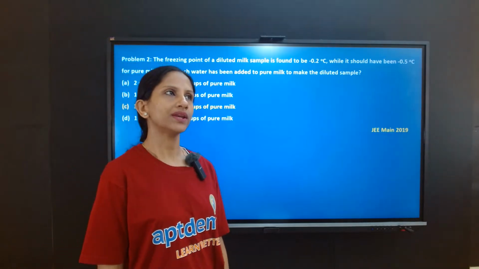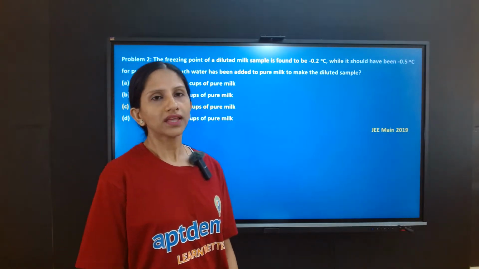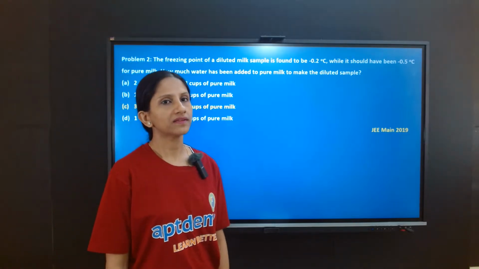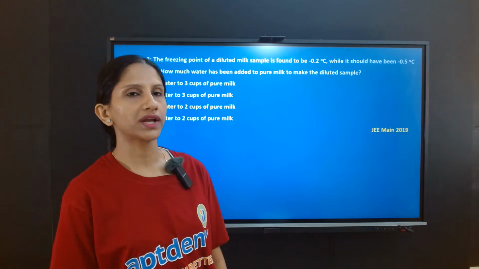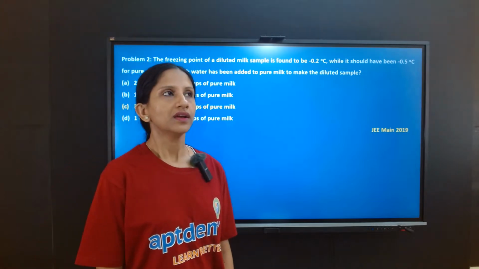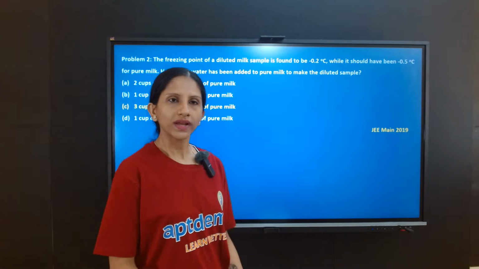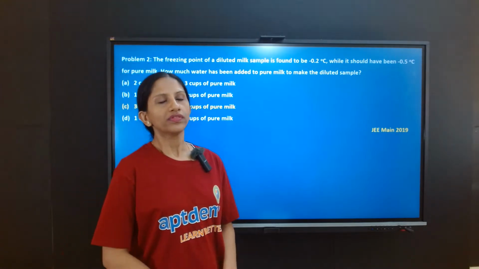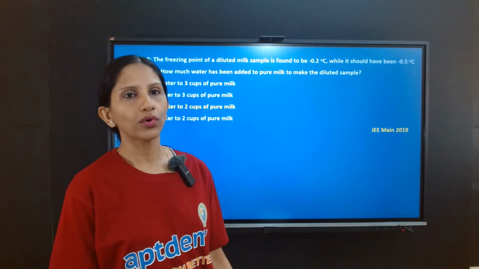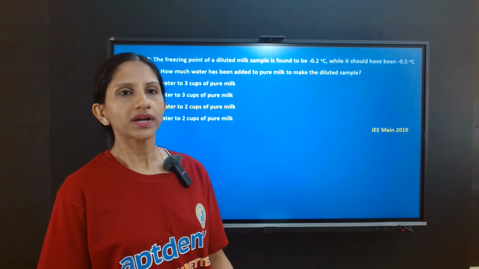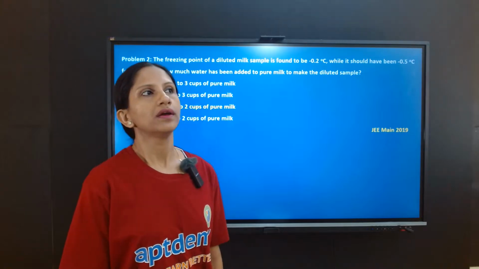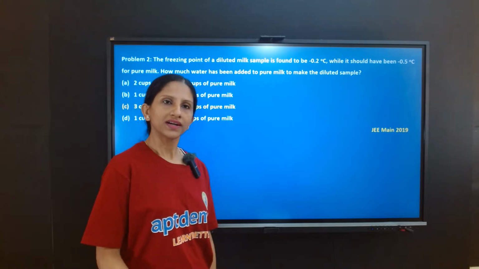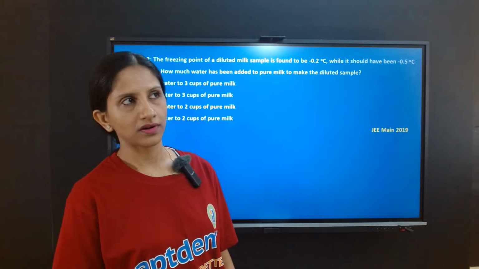So what is actually happening here? I think you have seen that whenever you add salt, for example sodium chloride or calcium chloride, to ice crystals, it quickly melts. And this is called the de-icing process. So on snow-covered roads, if you pour salts like sodium chloride or calcium chloride, the snow will immediately melt because of the concept of freezing point depression.